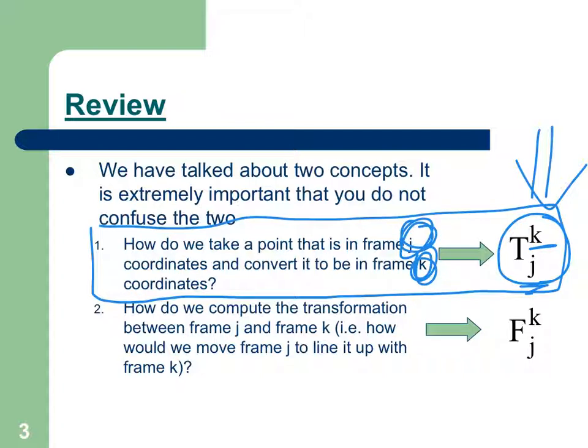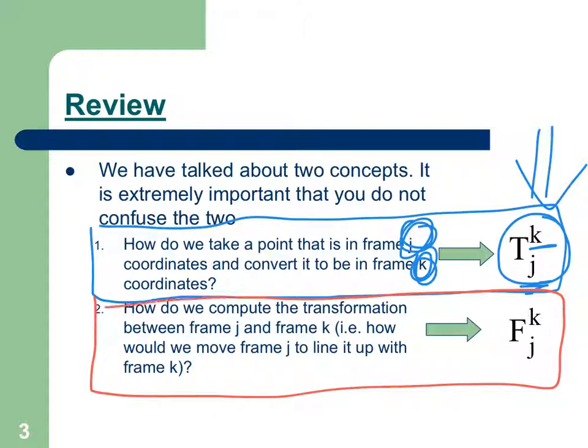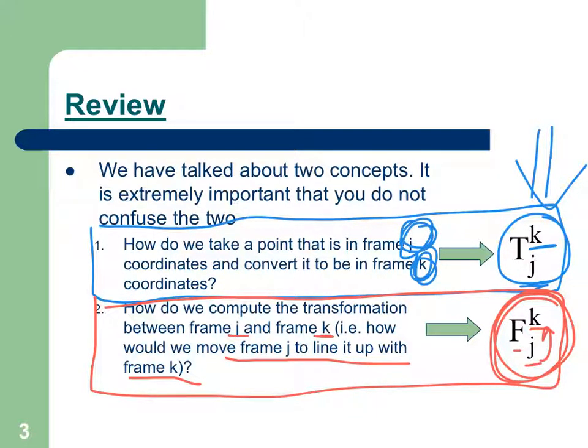This is a notation that lots of people use. And then there's the other concept: how did I transform the frame J so that it lines up with the frame K? How do I move frame J so it lines up with frame K? That is what I'm calling the frame transformation, the F from J to K. How do we transform the frame J so that it lines up with frame K?